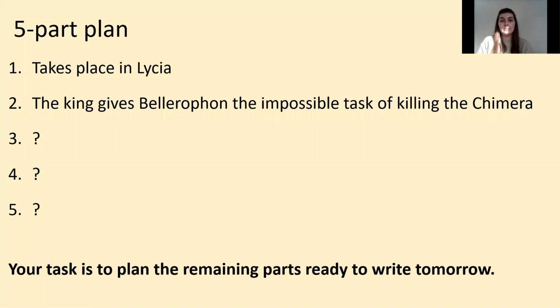So after listening to Mr. Timmins read, we now know 2 of the things that happen. We know this takes place in Lycia and that the king gives Bellerophon the impossible task of killing the Chimera. But what will happen next? Your job is to plan the remaining parts ready to write tomorrow.